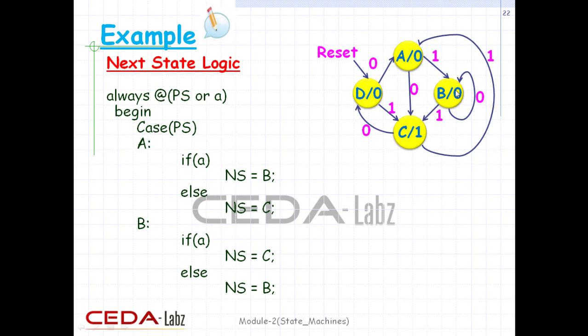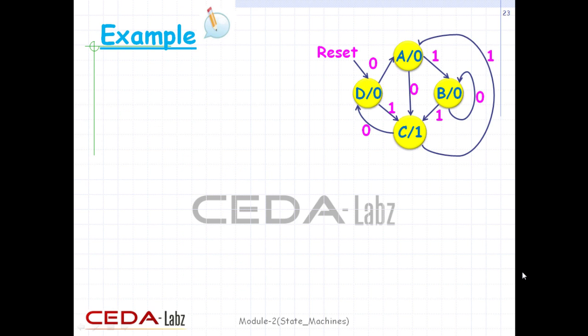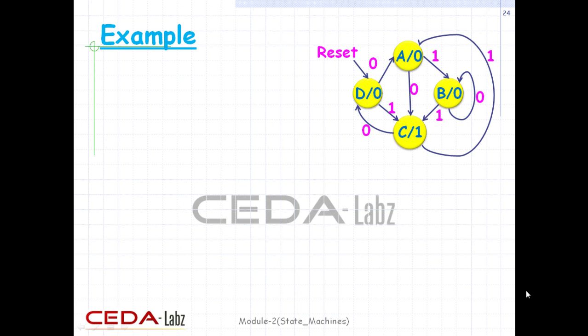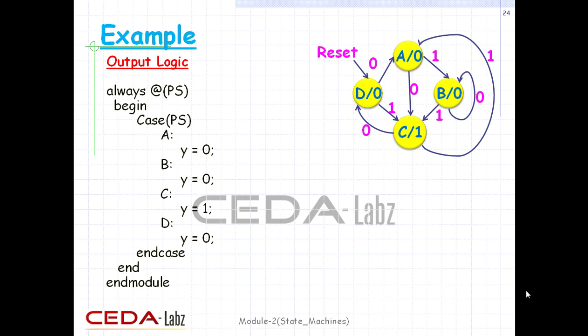In the second case, state B, according to the state diagram, when A is 1, next state is C, otherwise when input is 0, next state is itself, B. Further, the C and D cases of the next state logic. For case C, when input A is 1, next state is A, and when input is 0, next state is D. In the last case D, when input is 1, next state will be C, otherwise it will transit to A. The difference only comes in the coding of output logic. As the output only depends on the current state and not on the input, an if-else block is not needed.